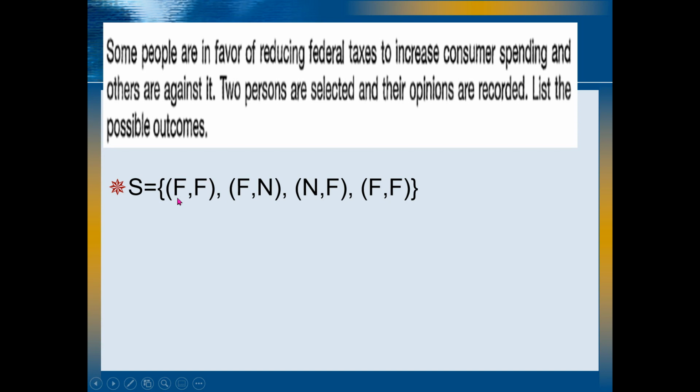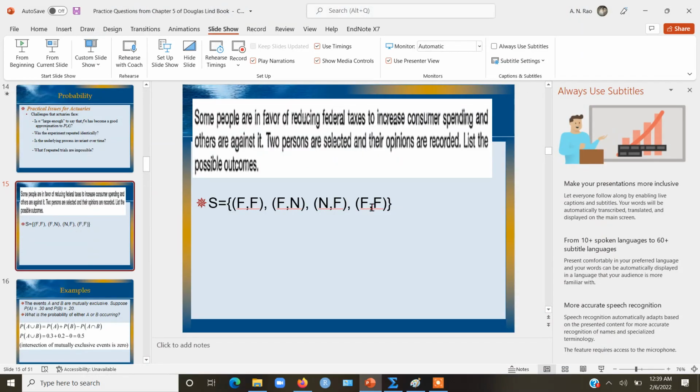So if F represents that the first person favored and N represents not favored, then FF means that the first and second persons both favored reducing the federal taxes. FN means the first favored and the second did not favor. Similarly, NF means the first did not favor and the second favored. And the last one should be, this is a typo, it should not be F comma N, this should be N comma N.